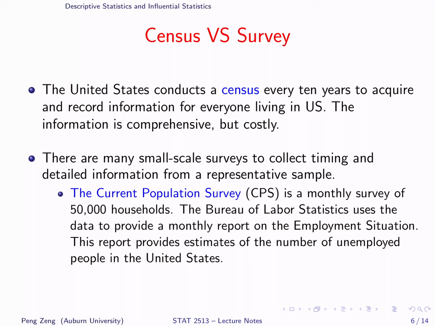The Current Population Survey is a monthly survey of 50,000 households. The Bureau of Labor Statistics uses the data to provide a monthly report on the employment situation. This report provides estimates of the number of unemployed people in the United States. You can see that the unemployment rate reported in newspapers is essentially calculated based on a sample.